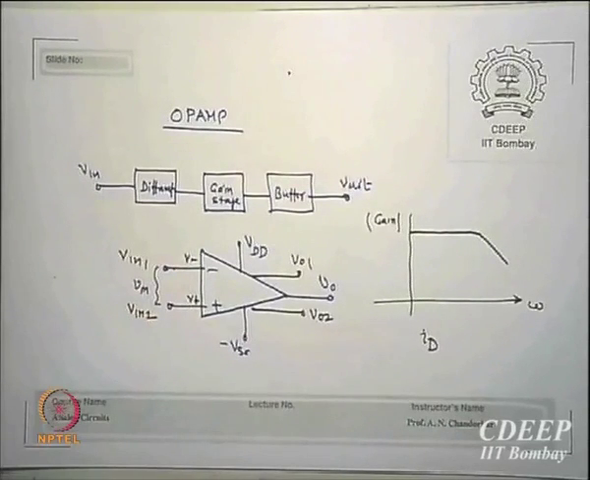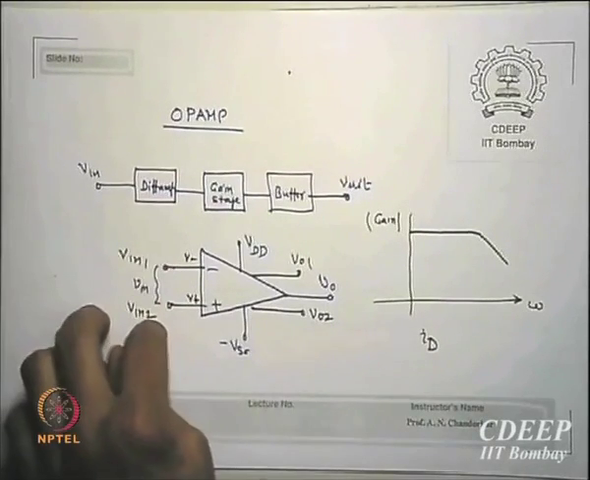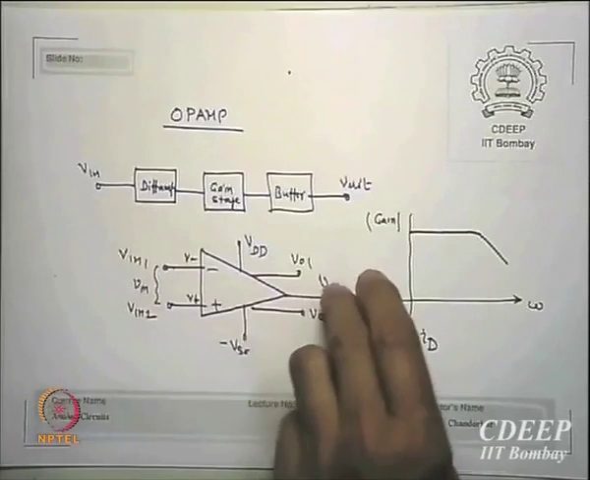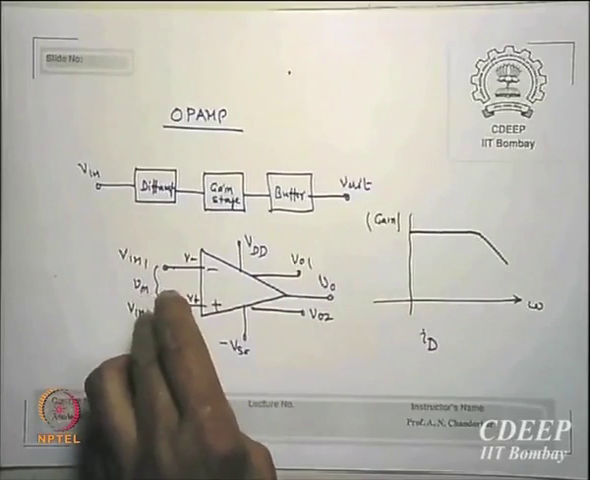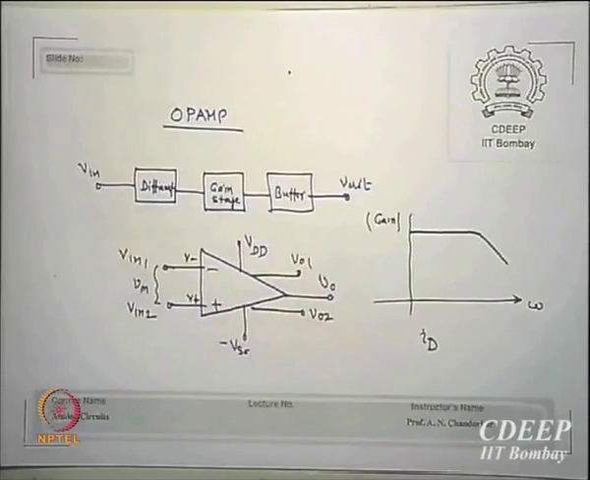Is that clear? What should this circuit therefore be called? I have two inputs. If this is higher, the output goes to minus VSS. If this is higher compared to this, the output goes to plus VDD. Comparator. So I can now use the same op-amp to compare the two inputs, and depending on whether the output is VDD or VSS, one can declare VDD as 1 and VSS as 0, and therefore it is like a logic block. Two input signals can be compared and the output can become digital 1 and 0, is that correct?